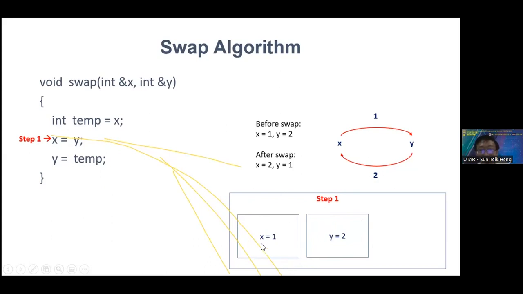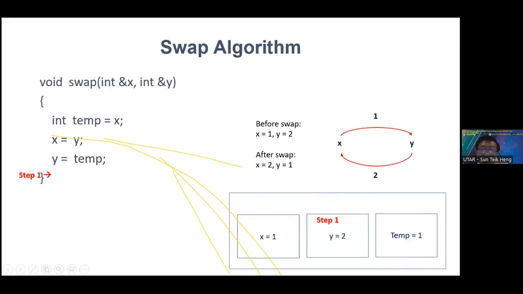So this house is labeled as X, and this house is labeled as Y. Then you need to have a temporary house. This temporary house you label as temp. Then you are able to get the occupant out from the first house and put it into the temporary house.